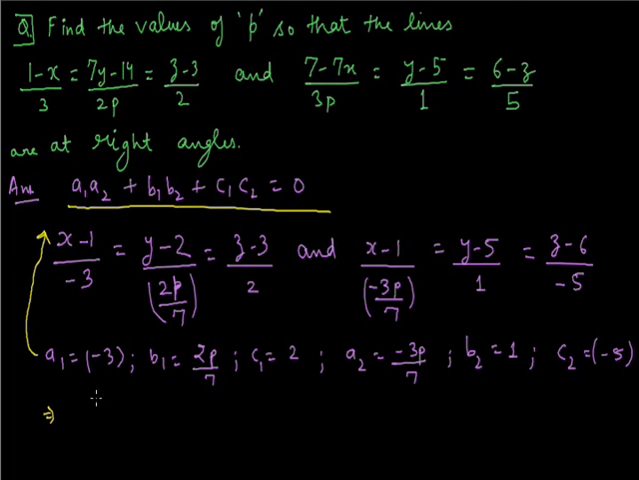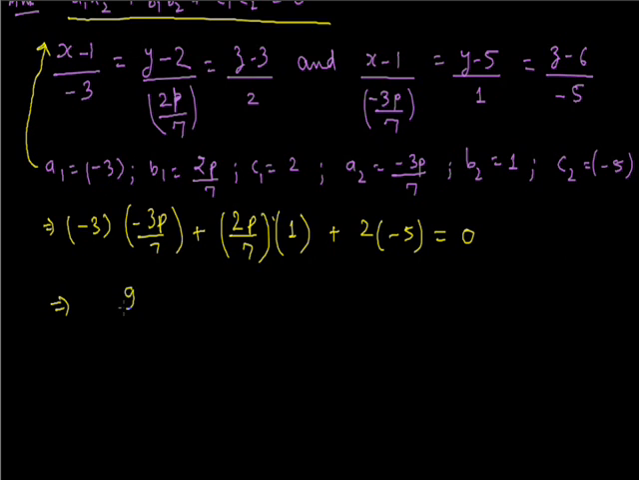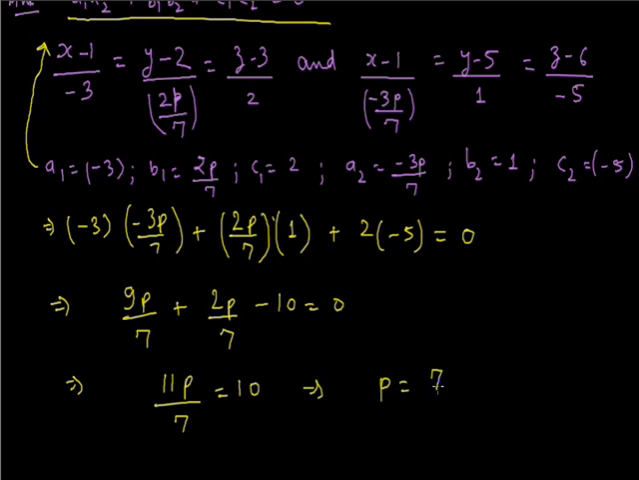We need the equation. So we will put minus 3 into minus 3p by 7 plus 2p by 7 into 1 plus 2 into minus 5 equals 0. On simplifying, it will become 9p by 7 plus 2p by 7 minus 10 equals 0. That is 11p by 7 equals 10, or we can say that p will be equal to 70 upon 11. So this is the value of p for which the lines are perpendicular.